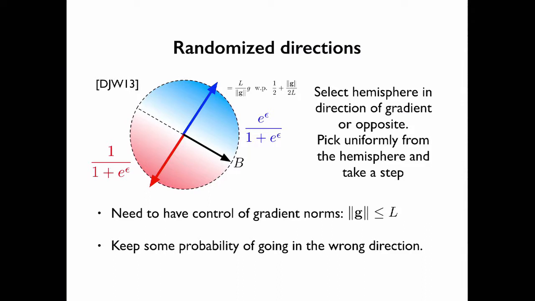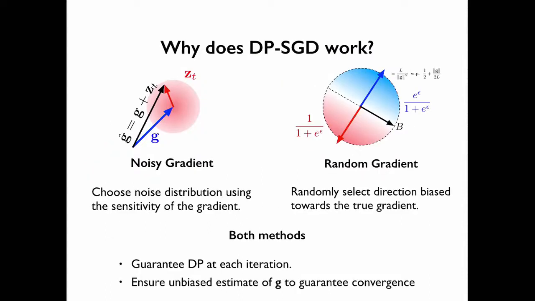This will come back later when we talk about deep learning. Then we can guarantee differential privacy here. So we have two different pictures within stochastic gradient descent of how to make your gradient estimates differentially private. One is to add zero mean noise, and we choose that using the sensitivity of the gradient, so we have to calculate the sensitivity of the gradient. The other is to use a randomly chosen gradient direction, and there you need to control the norm of the gradient. So depending on what you have better control over or better ways of bounding, you might use one or the other.